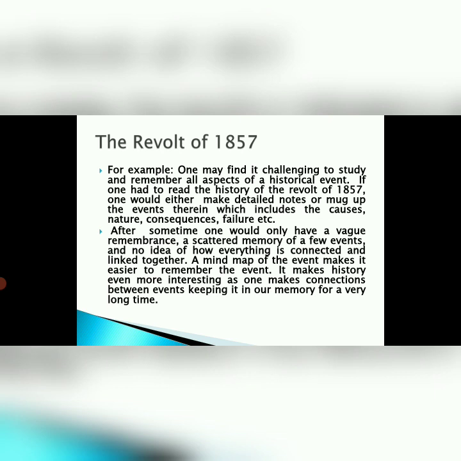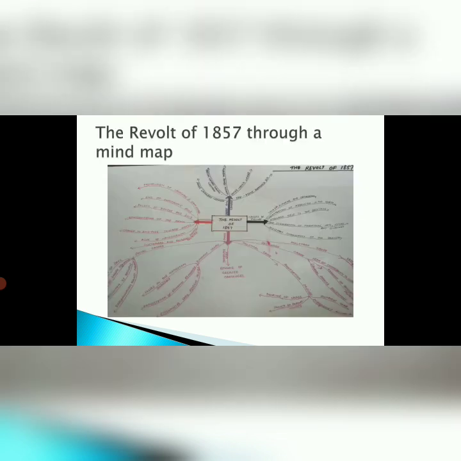So here's a handmade mind map by me, which shows you how to summarize the entire event and use keywords to outline the entire history behind the Revolt of 1857. If you look closely, there's a central idea, and those ideas branch off into different events related to the main event of the Revolt of 1857.